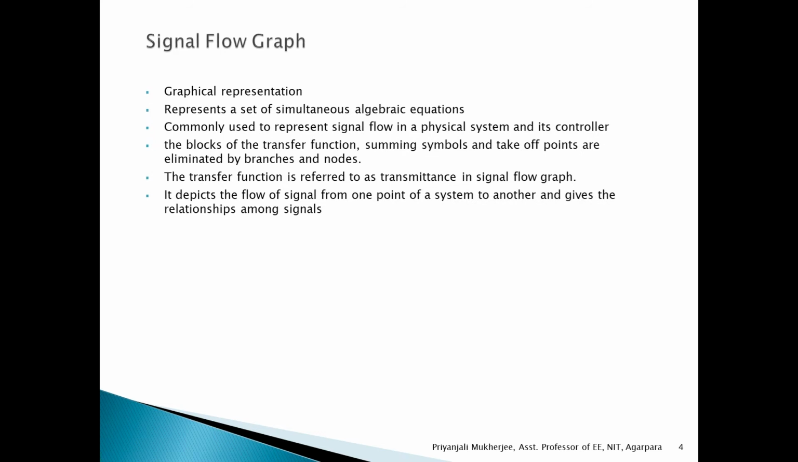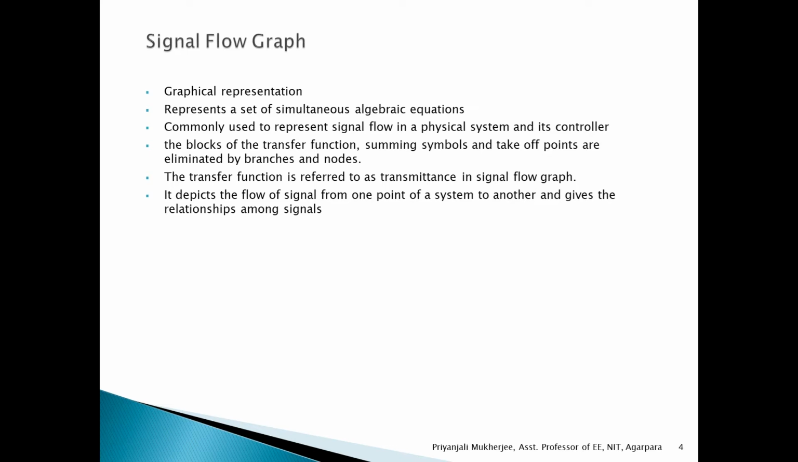It is another graphical representation of the control system, and it consists of a network graph in which the nodes represent the system variables. The nodes are connected by the directed branch, and the directed branches represent the blocks of the system. That means in signal flow graph, the variables are represented by the nodes of the graph. And it is commonly used to represent the signal flow in a physical system and its controller.